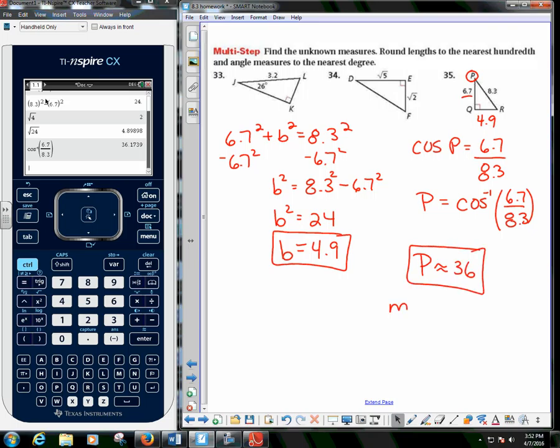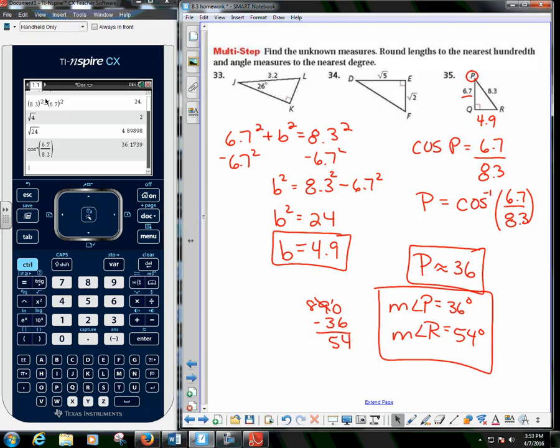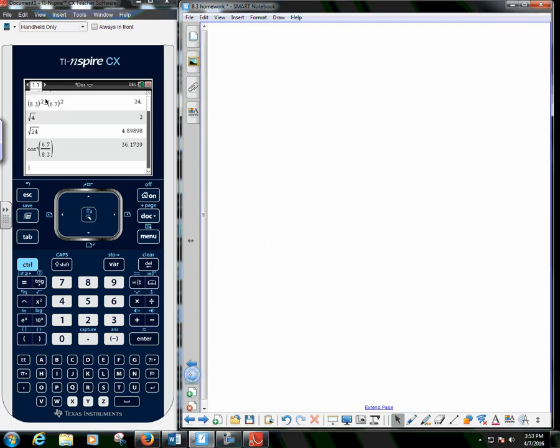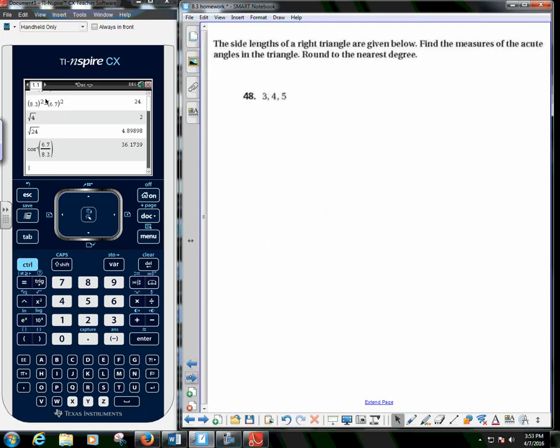If I know that the measure of angle P is 36 degrees, then I can very easily determine the measure of angle R. Well, I'm going to come off to the side and say 90 minus 36. So the measure of angle R is 54 degrees, and there is all the information I needed to provide for number 35. Moving right along.